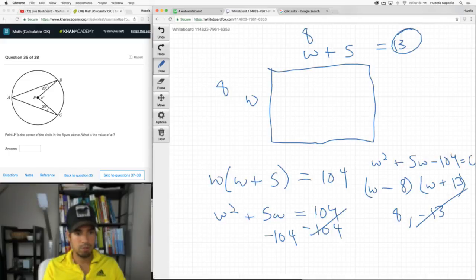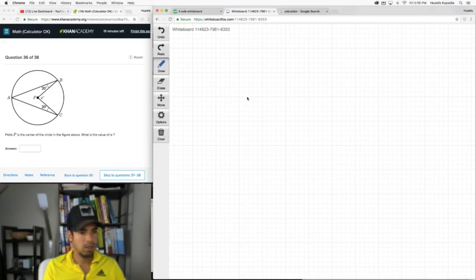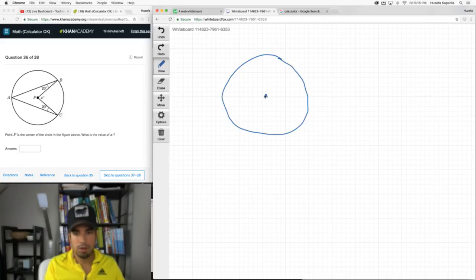Alrighty, a geometry problem. Point P is the center of the circle. What is the value of x? All right, here's a little theorem for you to remember. Maybe I don't need it, but let's see. If we have something coming from the center and something coming from the back edge, and they both intersect the same 2 points, that means that this angle over here is half of x. So this is half of x, this is x, and that's fine. This is 20, this is 20.